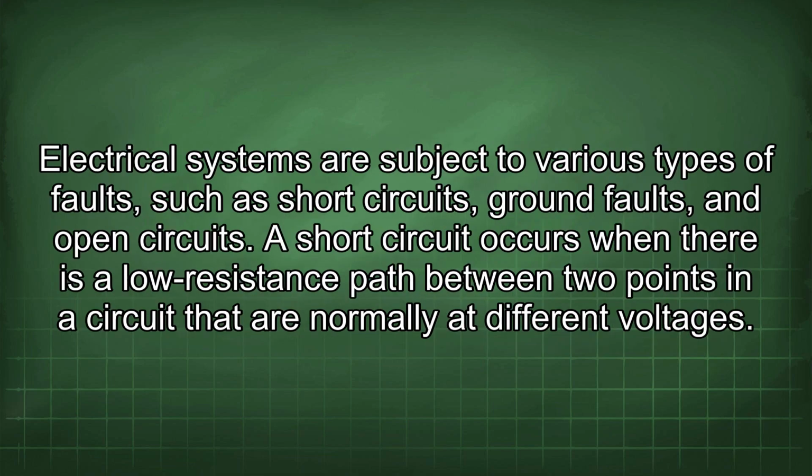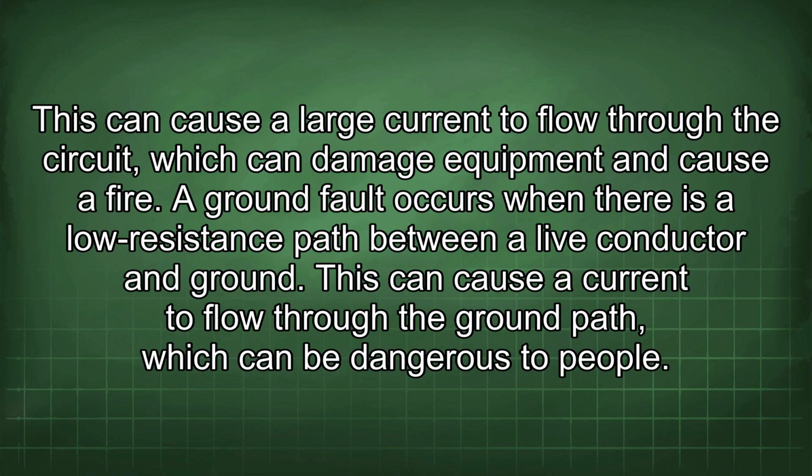Electrical systems are subject to various types of faults, such as short circuits, ground faults, and open circuits. A short circuit occurs when there is a low resistance path between 2 points in a circuit that are normally at different voltages. This can cause a large current to flow through the circuit, which can damage equipment and cause a fire. A ground fault occurs when there is a low resistance path between a live conductor and ground. This can cause a current to flow through the ground path, which can be dangerous to people.